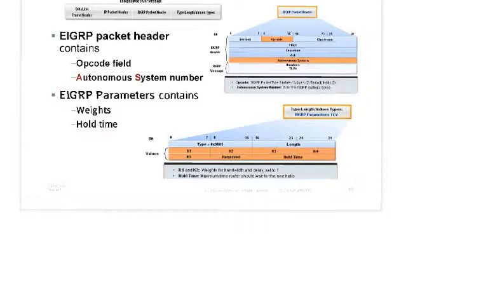So in order for me to distinguish these processes, they use the autonomous system number. So the autonomous system number here does not indicate the autonomous system that we know. The name here is a little bit misleading. Remember that the autonomous system number here indicates the EIGRP process ID and not the autonomous system number that we know. So the operation code and the autonomous system number.